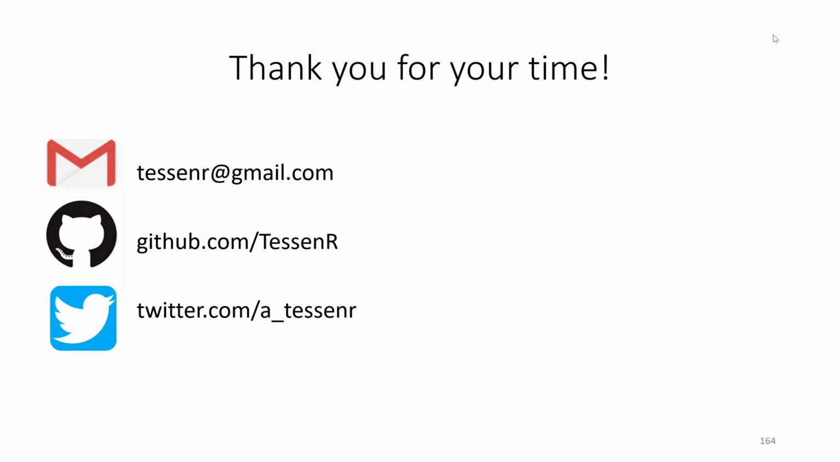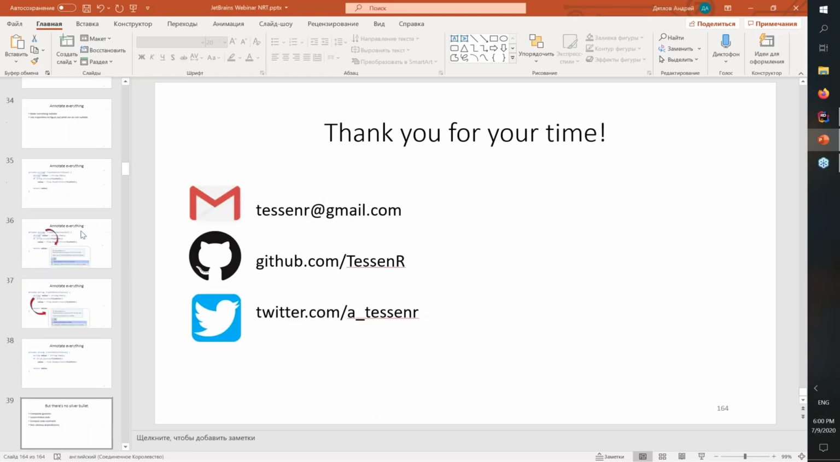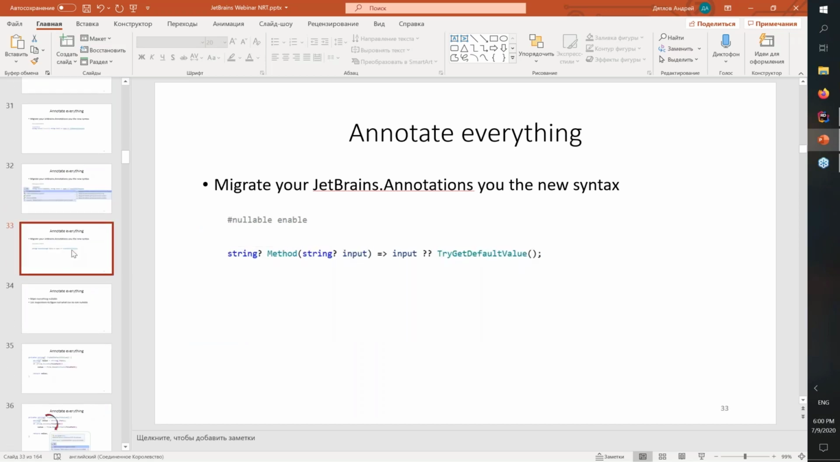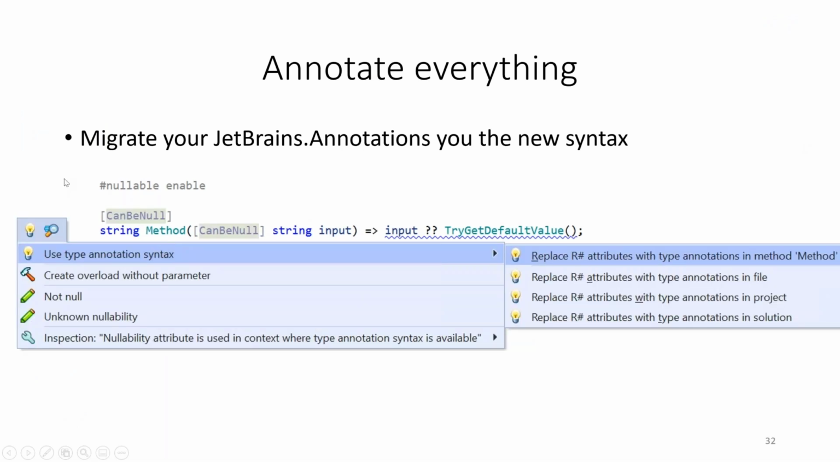Yes, I actually had a slide about it. There is no possibility right now, but we are going to add this feature hopefully in 2020.2. It's already prototyped. I'm not sure whether it's merged and available in the latest EAP, but hopefully it will be available in a couple of months in the next version. Let me demonstrate this slide actually. It was somewhere there. Yeah, so basically you'll have something like this with ReSharper annotations grayed out and a quick fix to move them into the type syntax, and you will be able to do this in a method, file, project, or solution. So we are working on it.